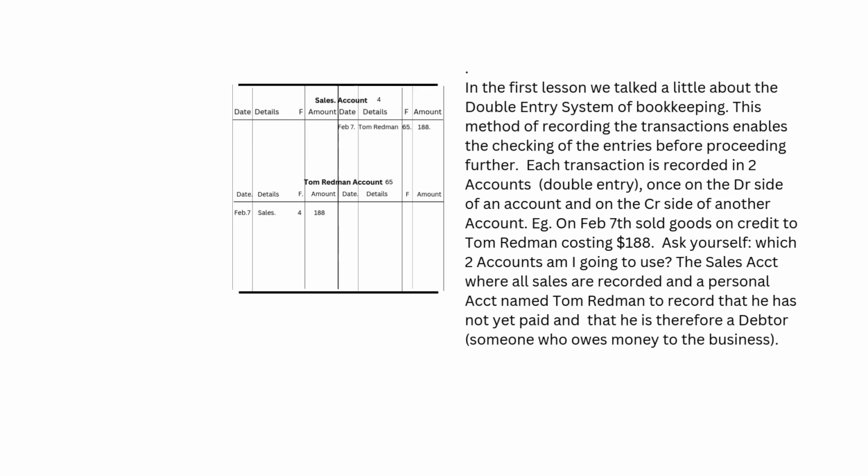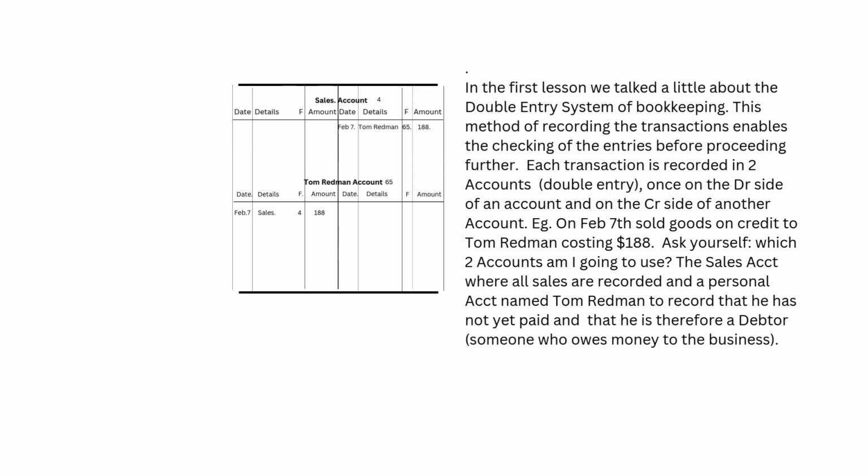In the first lesson, we talked a little about the double entry system of bookkeeping. This method of recording the transactions enables the checking of the entries before proceeding further. Each transaction is recorded in two accounts, double entry, once on the debit side of an account and on the credit side of another account.